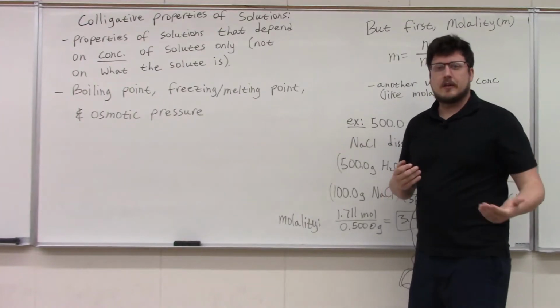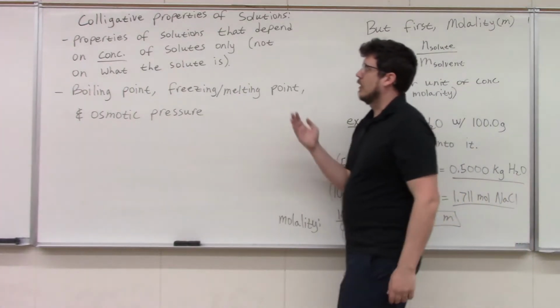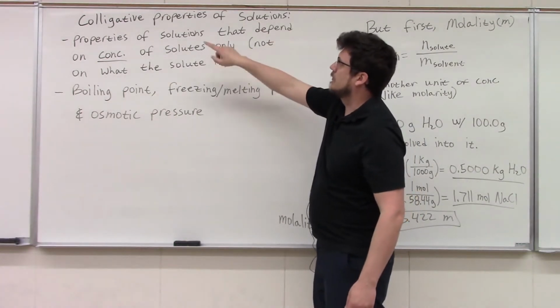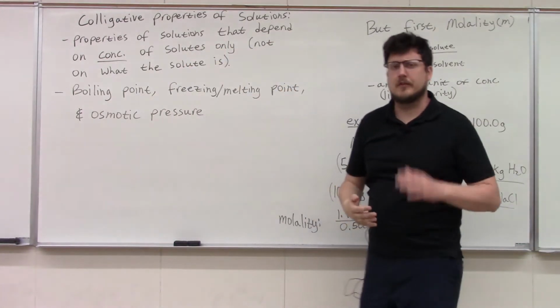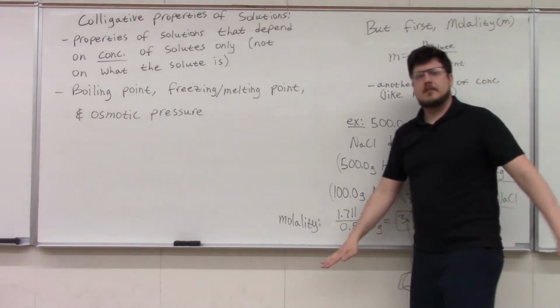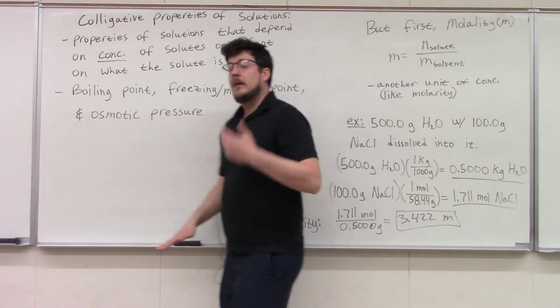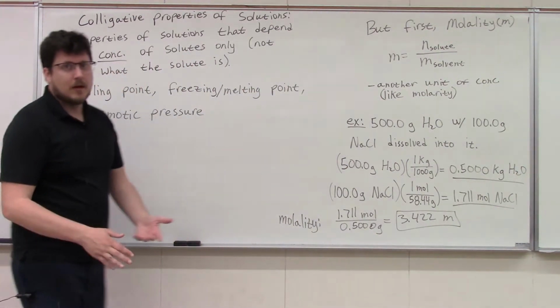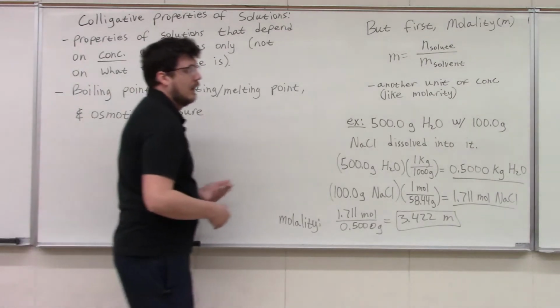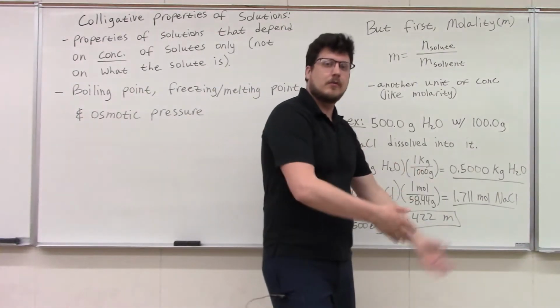All right, so this next section of chapter 11 is going to be on colligative properties of solutions. Colligative properties are properties that only depend on the concentration of solutes. It doesn't matter what the solute is. It could be NaCl, it could be rubbing alcohol. It doesn't matter. Vapor pressure did matter. It did matter whether we were dissolving something like salt or something like rubbing alcohol that had its own vapor pressure. That would give us a different result.